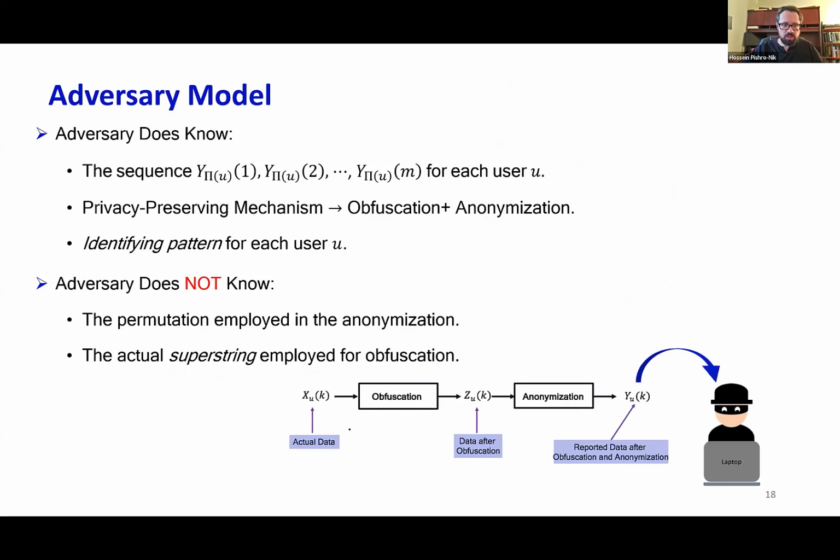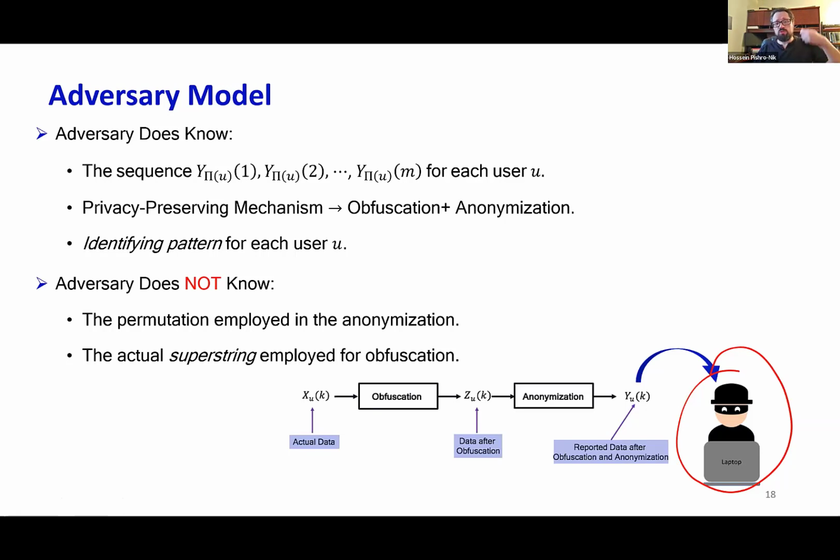Now, what kind of assumptions do we have here? The adversary knows everything about the mechanism. The only thing that the adversary doesn't know is the realizations of the randomness in our method. So for example, you may remember we choose a superstring totally at random. So the adversary doesn't know which superstring we are using for each user.